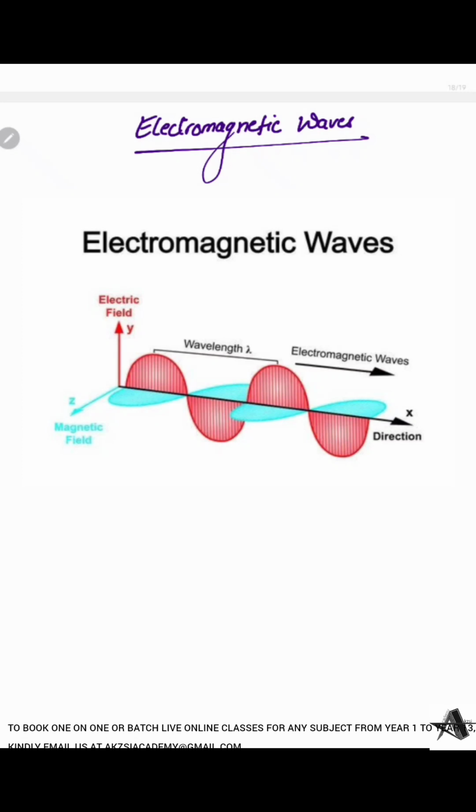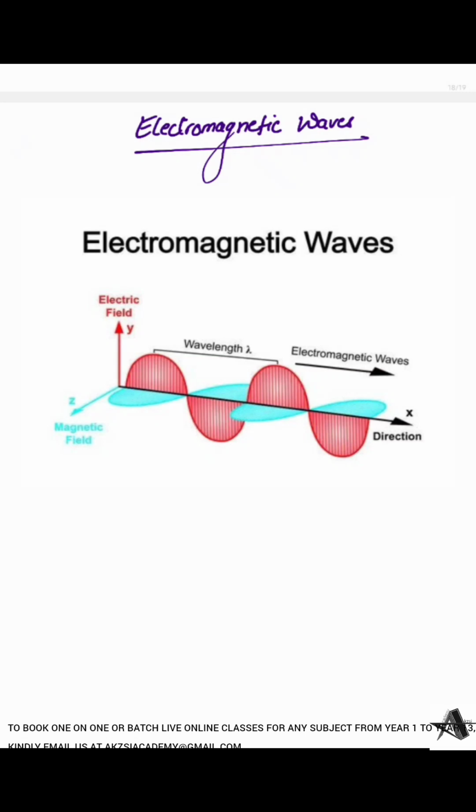So the wave that is produced is perpendicular to both of them. That means this direction, the x direction, represents the direction of the wave. So the electromagnetic wave that is produced is because of the oscillation of these two fields when they are perpendicular to each other. This gives birth to an electromagnetic wave which is perpendicular to both. Clearly the x axis is perpendicular to y and z.